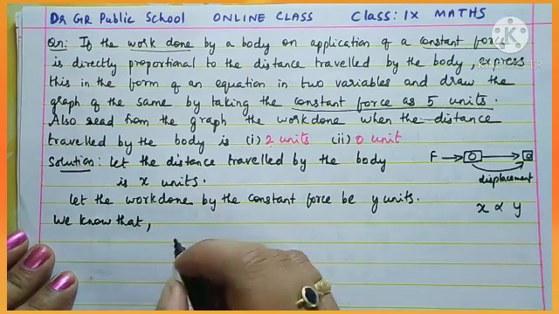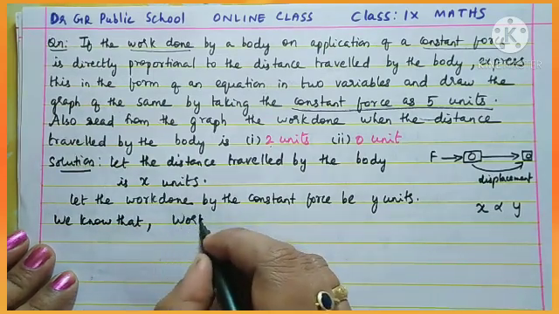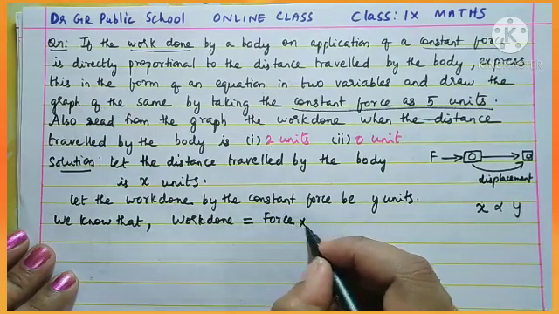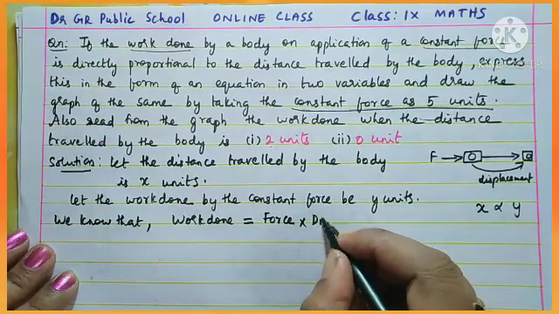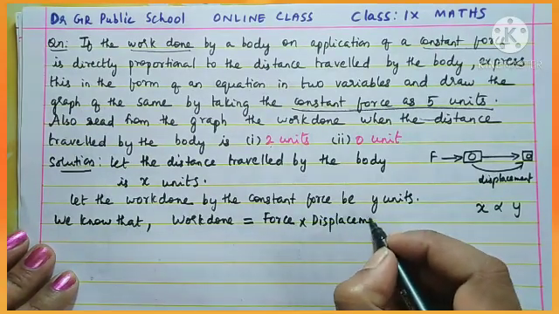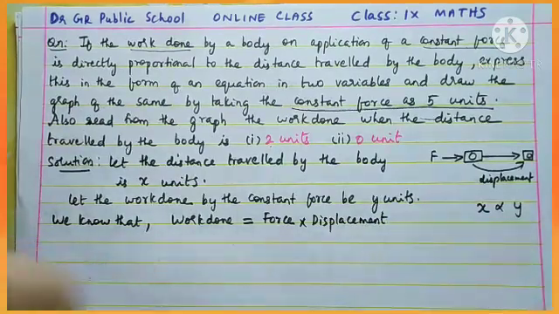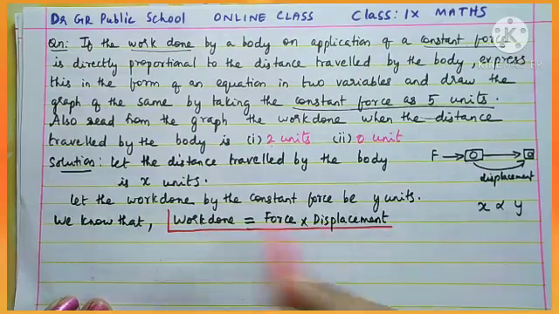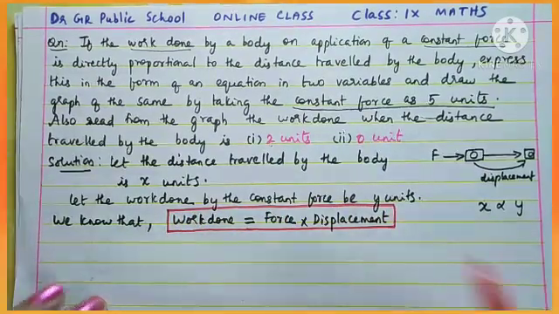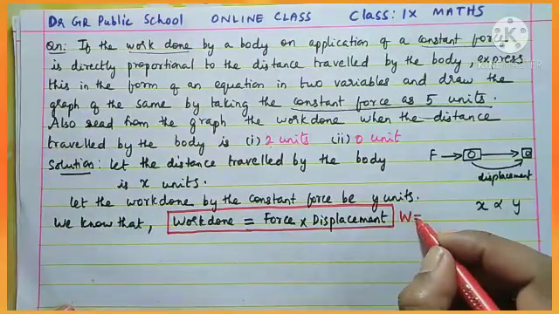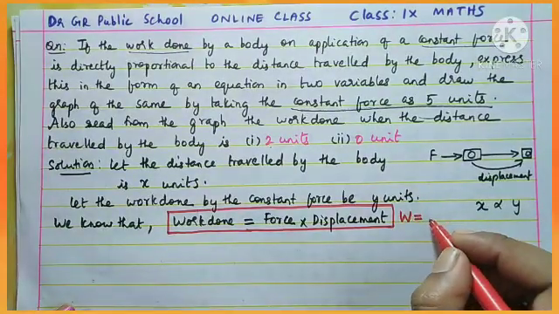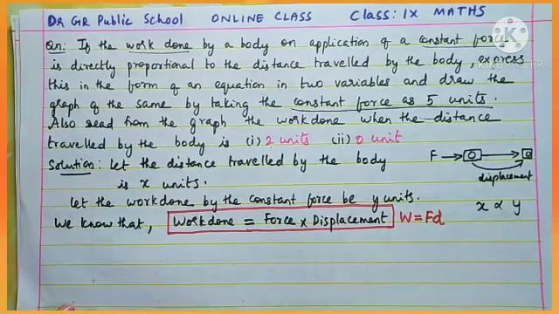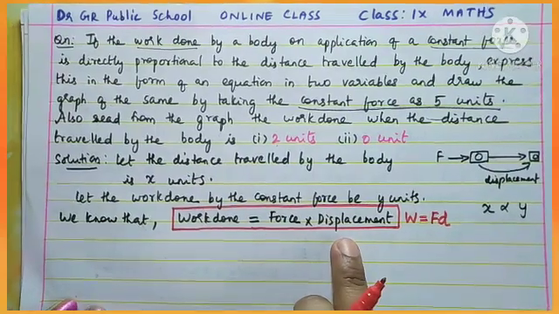Okay, now you have studied a relation between work done and force. What is that? Work done is equal to, this is the important relation between work done, force and displacement. You might have studied. So we are applying this relation here. So what is the relation? Work done is equal to force into displacement. W is equal to force into displacement. So this is the relation we are applying in this question.